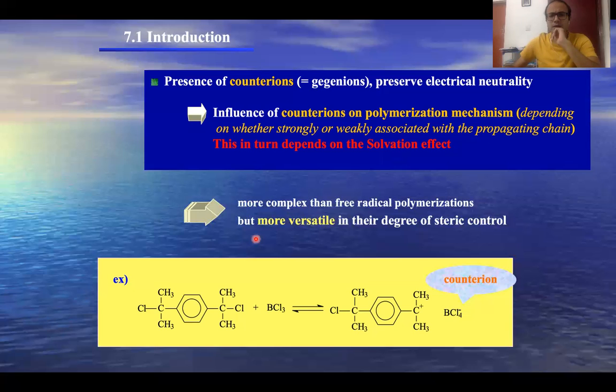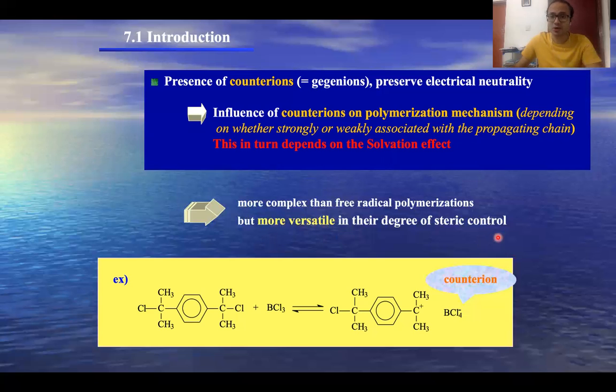Now, these ionic polymerizations are more complex than free radical polymerization, because as you learn the mechanism, you will find that there are many factors that influence the rate of the reaction, which is pretty much less in free radical polymerization. However, ionic polymerizations are more versatile. Versatile means they are more reactive in terms of the monomers that can be used for carrying out the polymerization process.